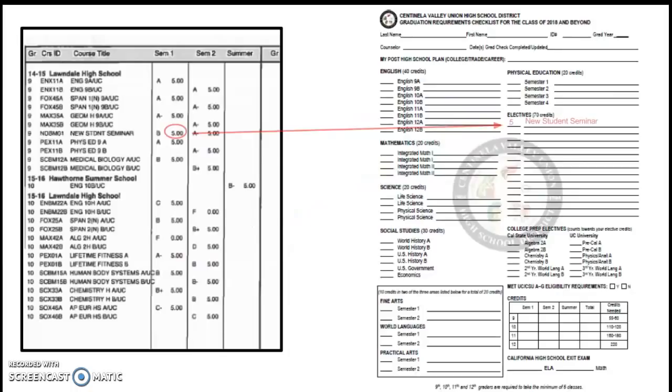Finally, take a look for any of your elective courses. Your elective courses can earn you credits towards graduation. Every credit counts, so make sure you fill that in and the title of the course that you took.